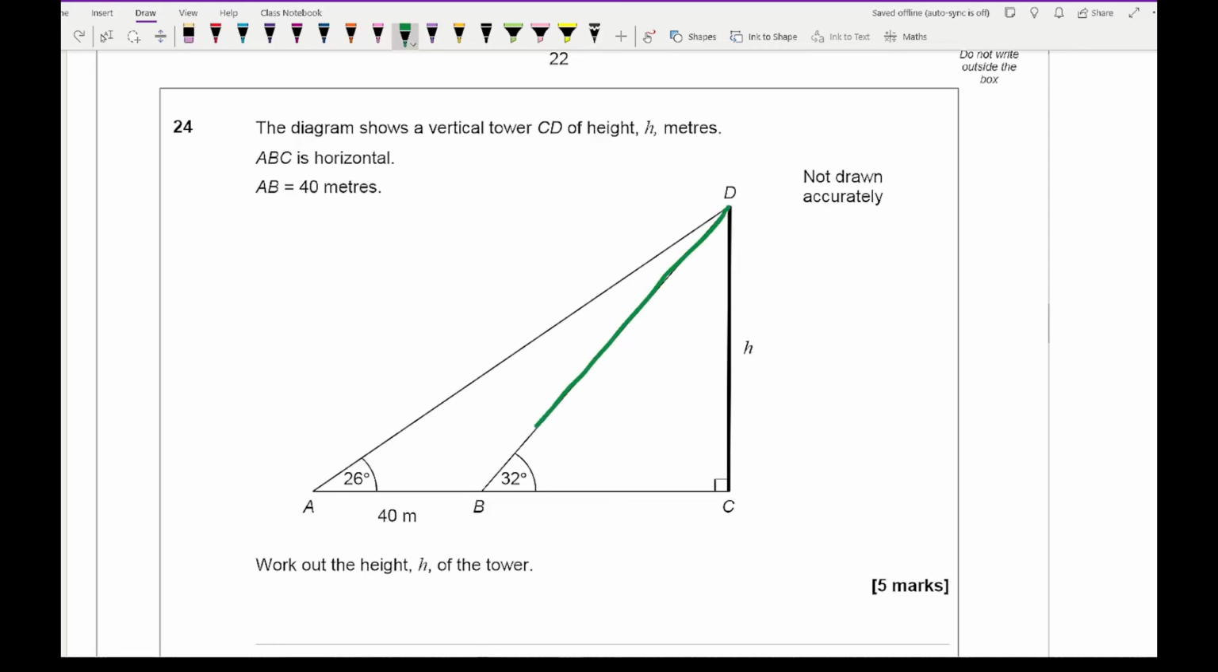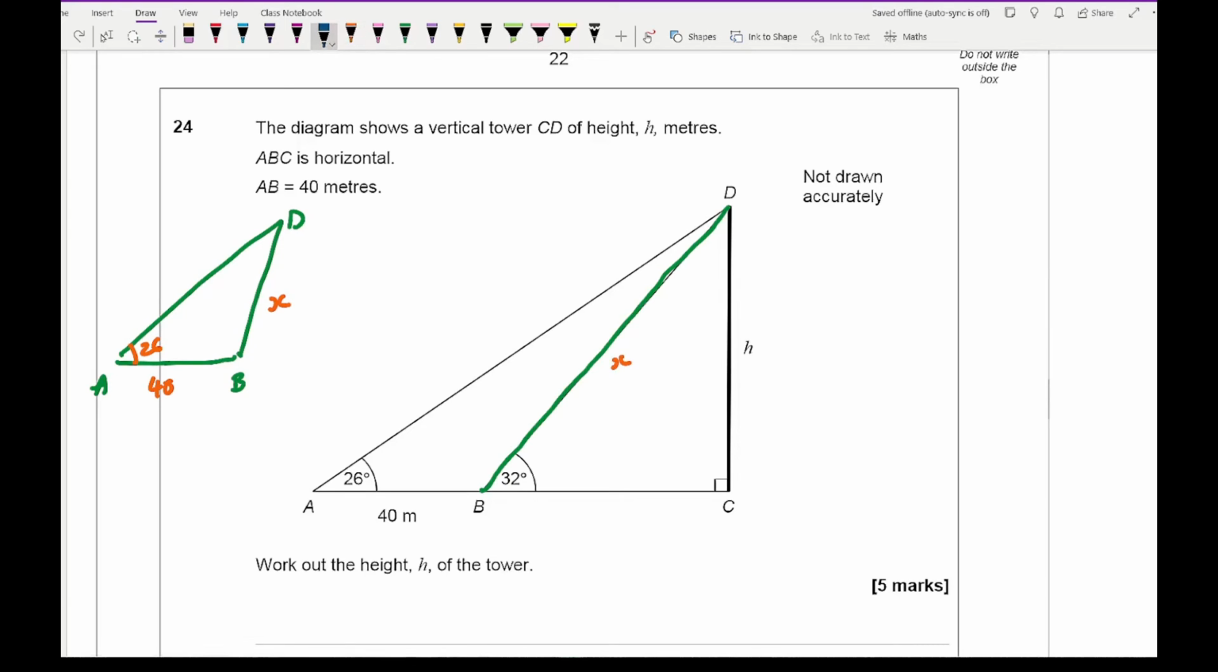So what I need to do is work out what this length here is going to be. Now if I take out the triangle ABD and just draw that out, so A, B and D. I know that this angle here is 26, this length here is 40, and this length BD is what I'm wanting to work out, which I'm just going to call X.